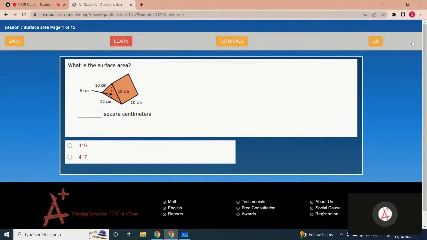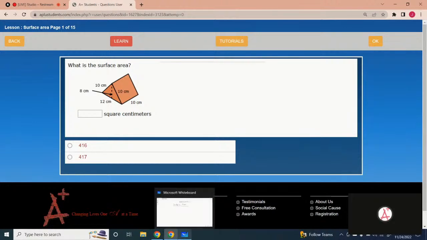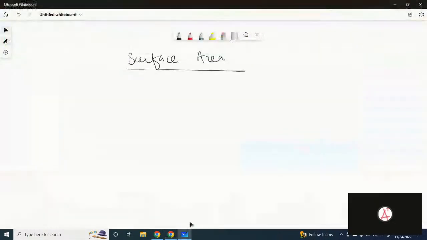This is a triangular prism. You have to find the surface area of the triangular prism. Got it? The first question is you have to find the surface area of the triangular prism.